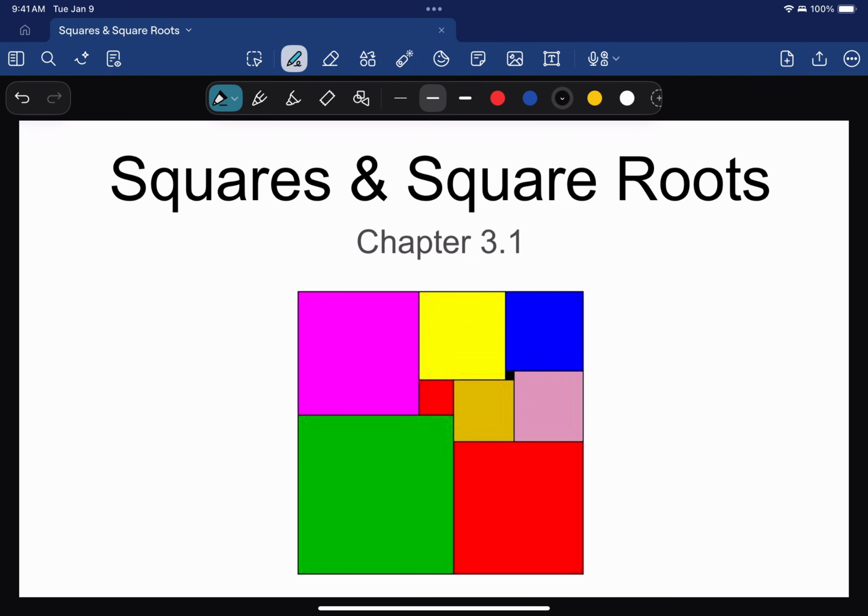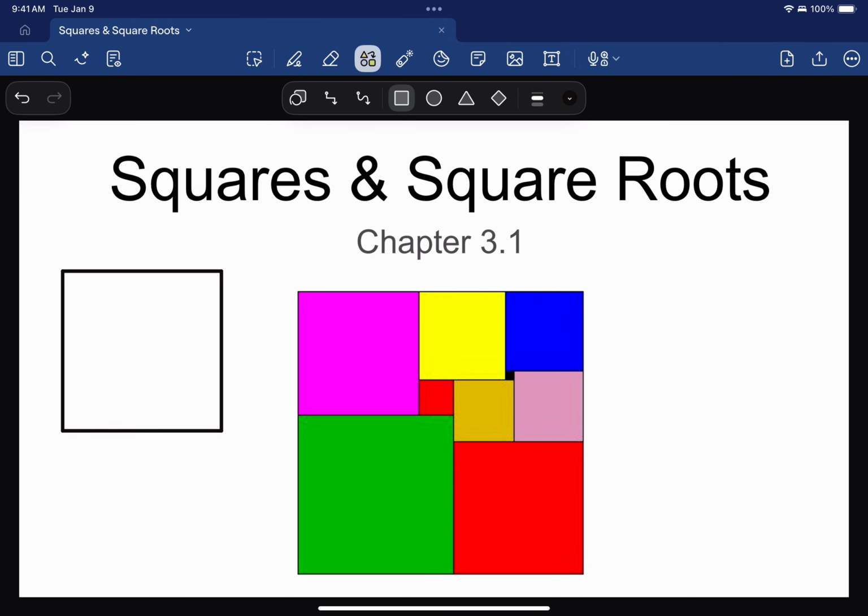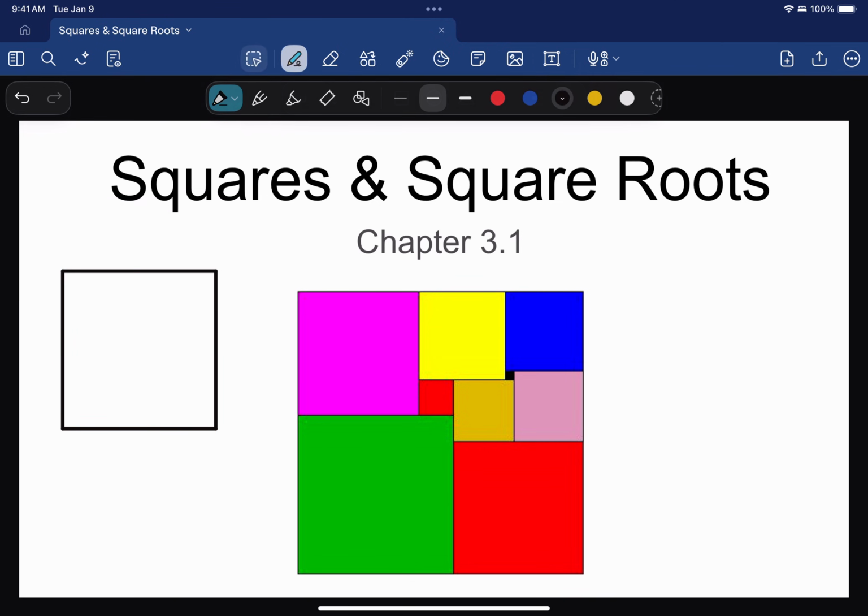So what is a square? This is important that we think about it. Well, a square is basically a rectangle with the same side lengths. So all of the side lengths are the same.